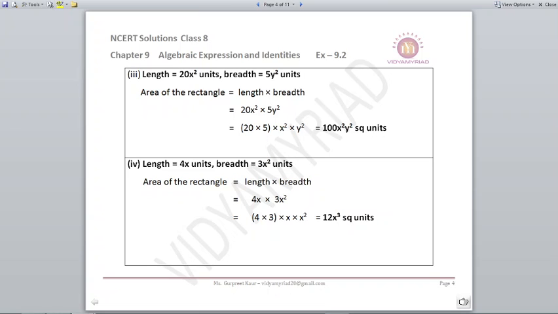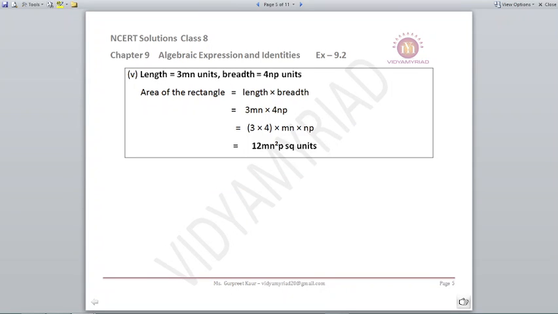Next is length is 4x, breadth is 3x square. So 4x multiplied by 3x square. 4 into 3 will become 12. There is 1x and then there is x with 2 powers. So 2 plus 1 is 3. So 12x cube square units will be the area. Next, length is given as 3mn and breadth is given as 4np. So 3mn multiplied by 4np, 3 into 4, 12, mn into np. Now there are 2 n's over here, 1m, 2 n's and 1p. So answer is 12mn square p, square units.